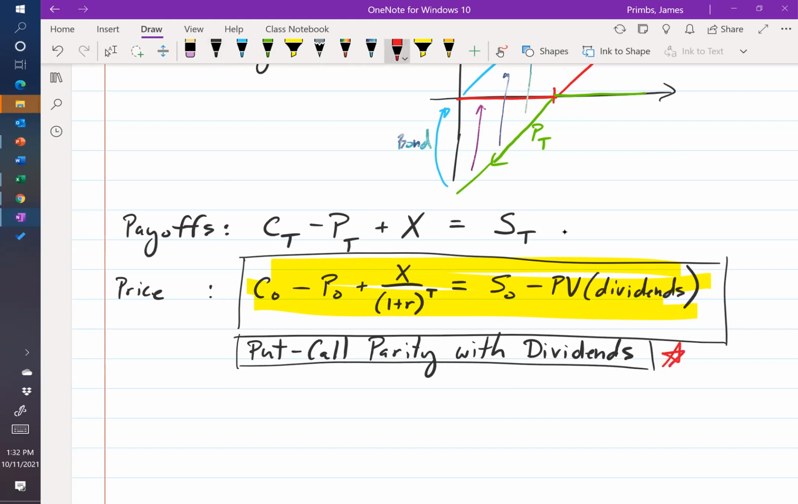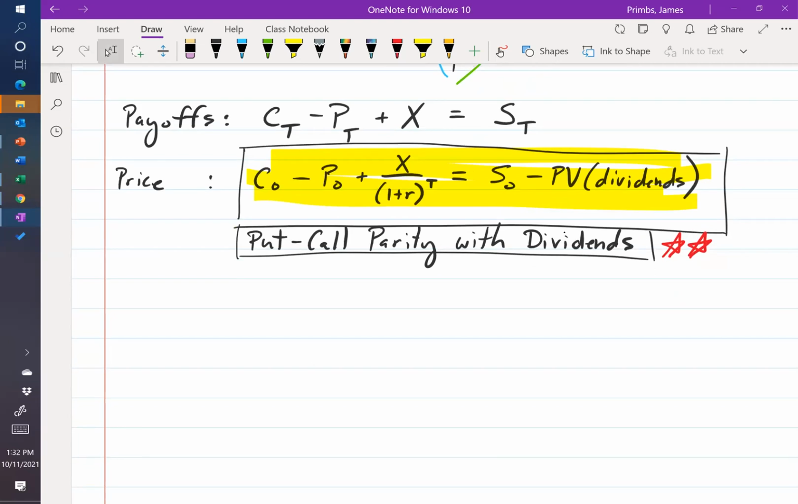All right, let's put some stars by this. Let's do an example. But isn't that easy? If you thought dividends are going to mess everything up, how do I deal with dividends? No, no, no. Dividends are just a rebate to the price. You subtract them off. And then we're careful finance people, so we need to subtract off the present value. But that's it. All right, so let's do an example here.